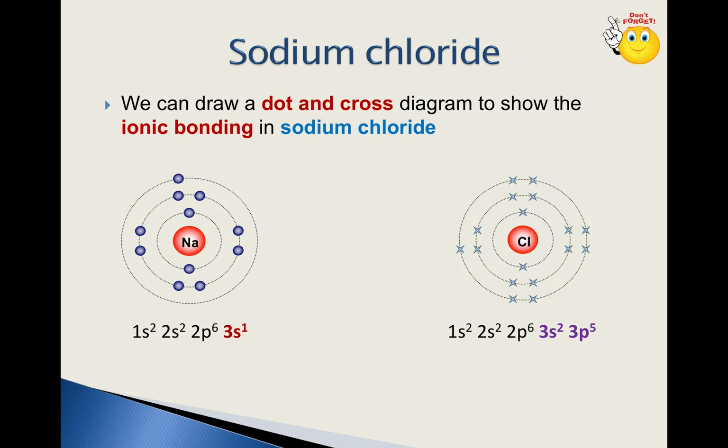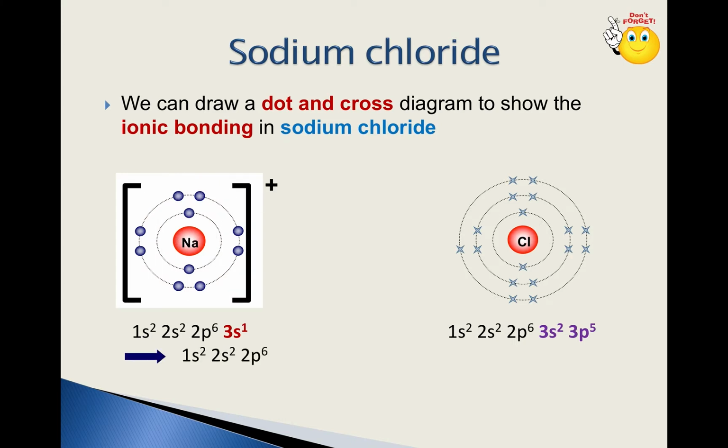Note I've drawn the electrons on sodium as dots and the electrons on chlorine as crosses. But there's no rule saying that you have to draw them as dots or crosses. You can draw them all as dots if you want, but it's just easier to see what's happening and visualize it when you've drawn it on a piece of paper. So let's do the transfer of electron from sodium to chlorine.